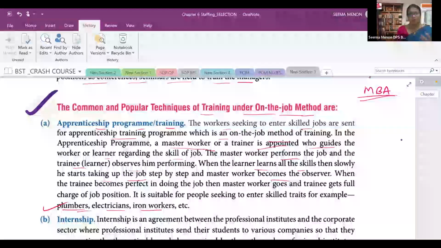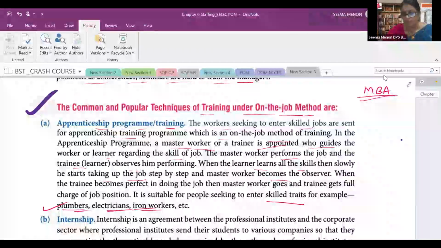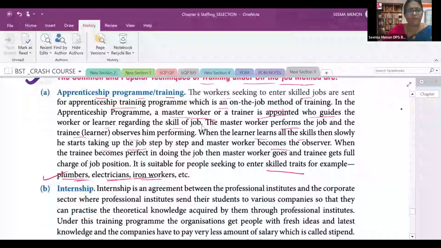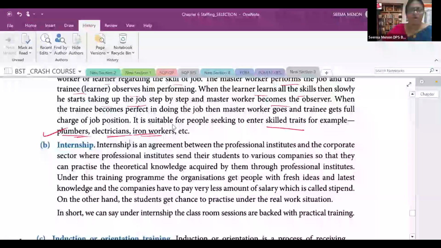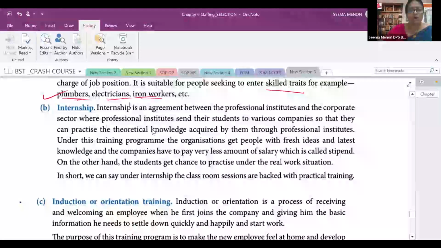The apprenticeship program or training can be for what type of people? This is for skilled trade. And give examples: plumber, electrician, iron worker, etc. are the examples. I hope you are able to understand this topic, apprenticeship program. Coming to the next one, internship program.